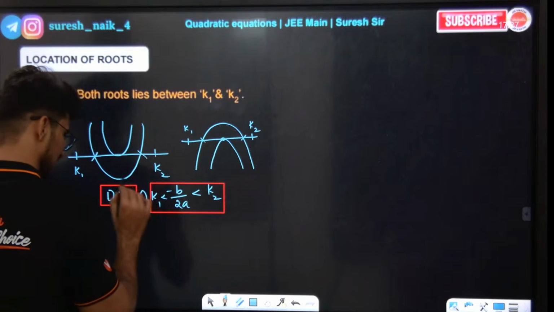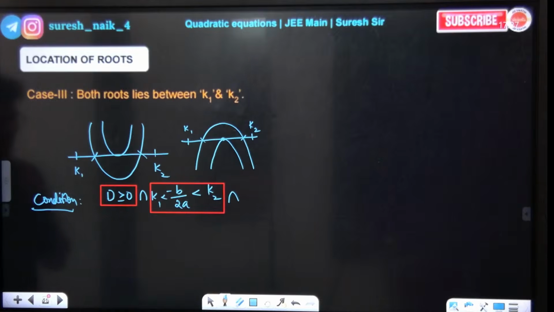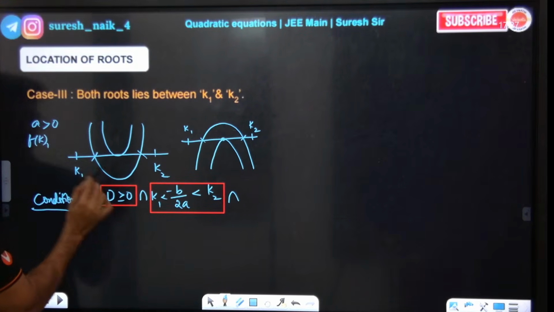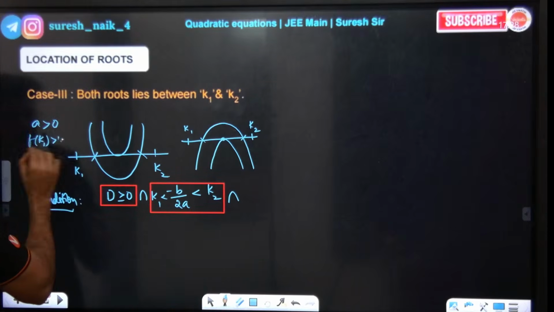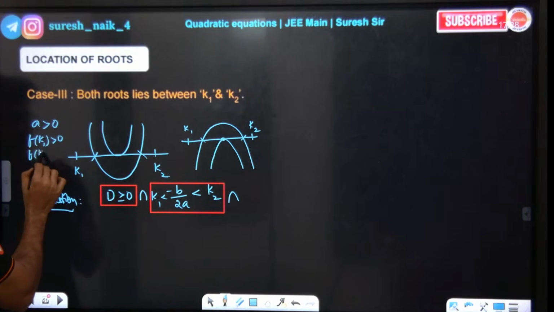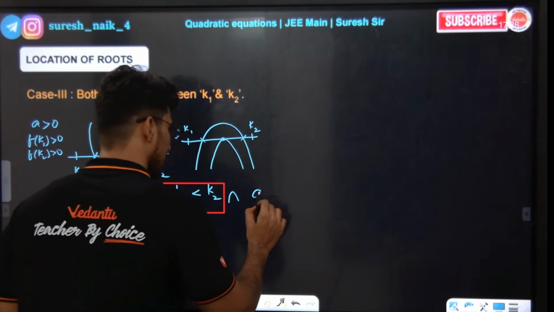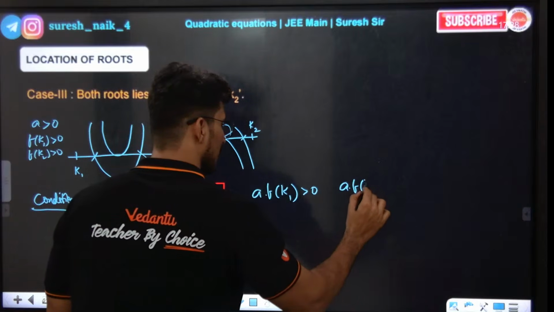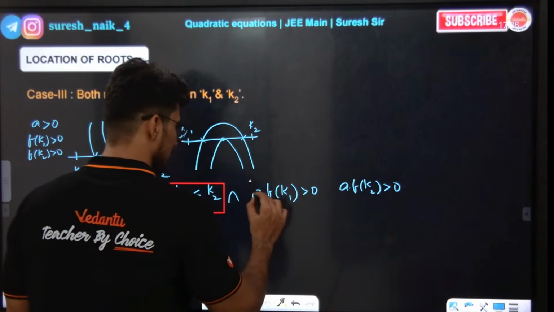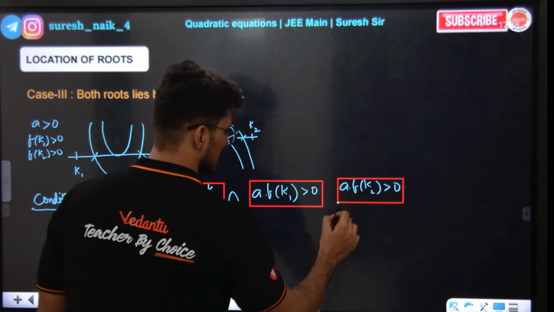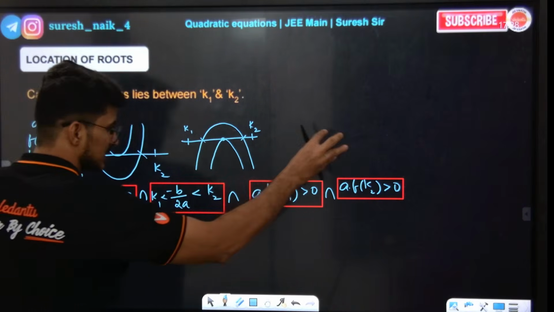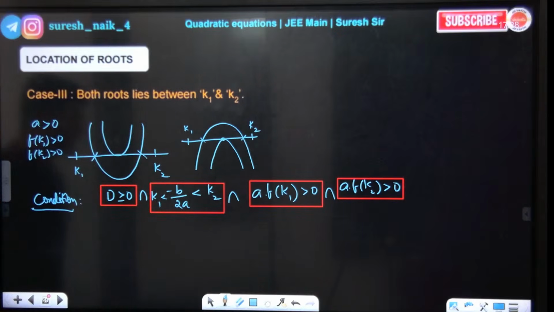And now this intersection is intersection. What else can we take? f of a positive here. Okay, f of k1 also positive. Check. f of k2 also positive. So I have to write a into f of k1 is positive, a into f of k2 also positive. Okay, these are the conditions. We need to take the intersection of all these. Then only you will get the final answer. Yes or no? Tell me.